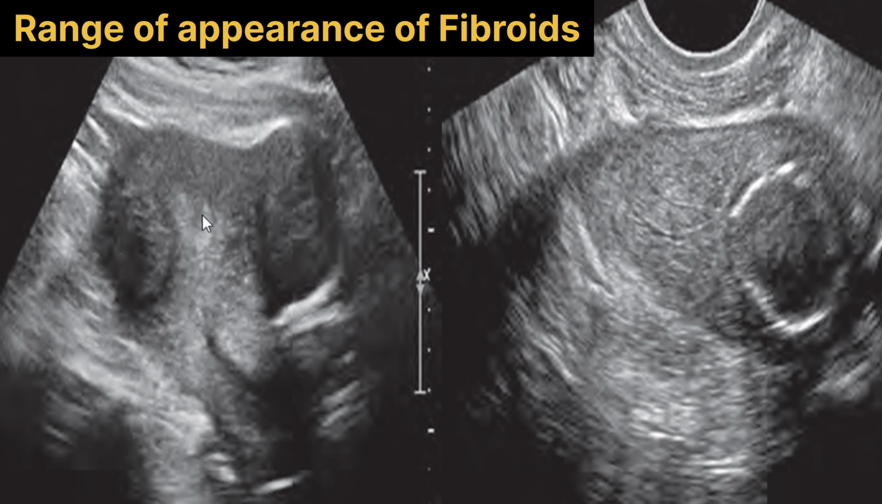Now we are going to discuss the wide range of appearances of the fibroids. This is a longitudinal transabdominal image of the uterus in a patient, demonstrating an enlarged uterus. This enlargement is due to the two fibroids which are present here, and both of these fibroids are well defined and mixed echogenic. This fibroid is also causing lobulation of the uterus, and the endometrium is visualized here.